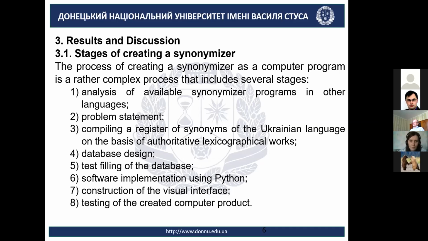Results and discussion. The process of creating the Synonymizer as a computer program is a rather complex process and includes several stages: its analysis, problem statement, compiling a register of synonyms of the Ukrainian language on the basis of authoritative lexicographical works, database design, text filling of the database, software implementation using Python, construction of the visual interface, and testing of the created computer product.